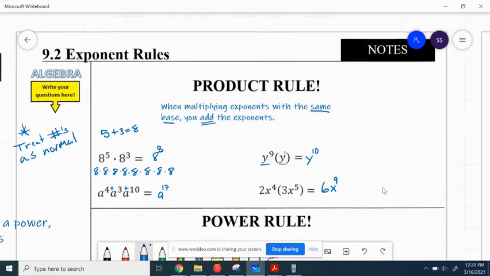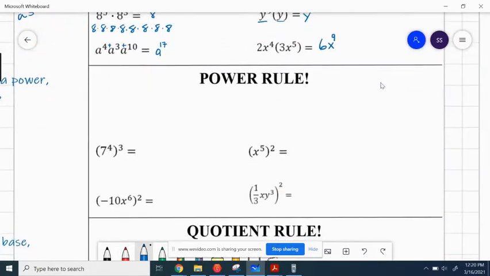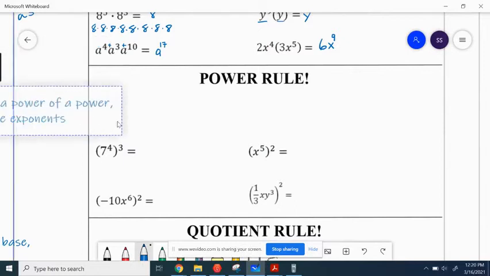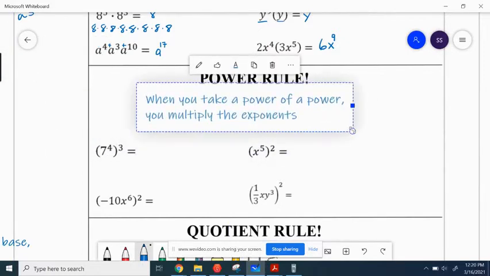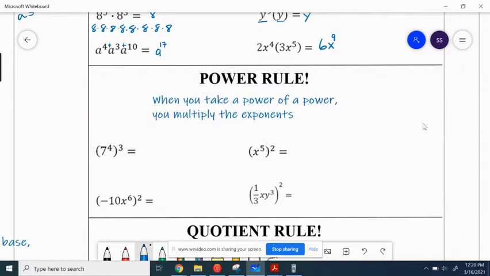Okay, not too bad. Let's move on to the power rule. All right, so let's go ahead and write down the power rule. When you take a power of a power, you multiply the exponents. Okay, so the power rule is to multiply the exponents. All right, so let's look at this first example.